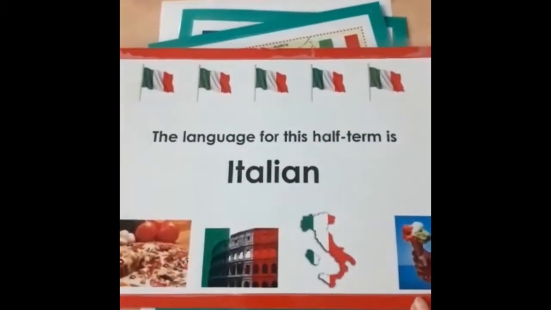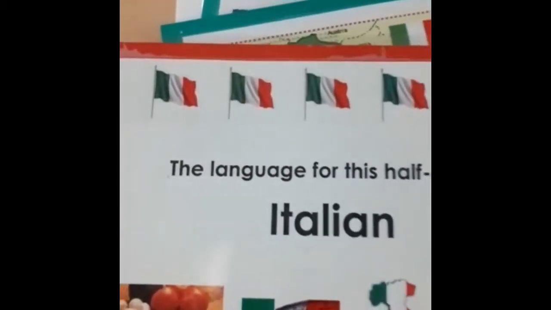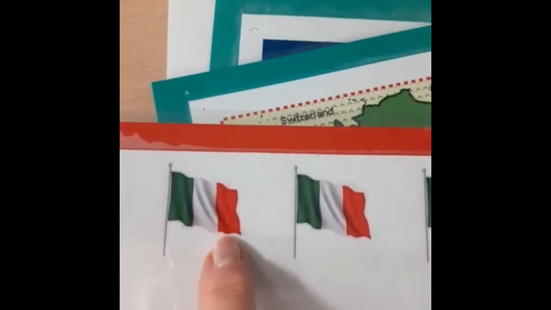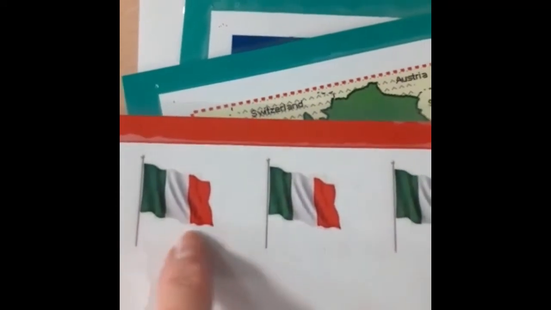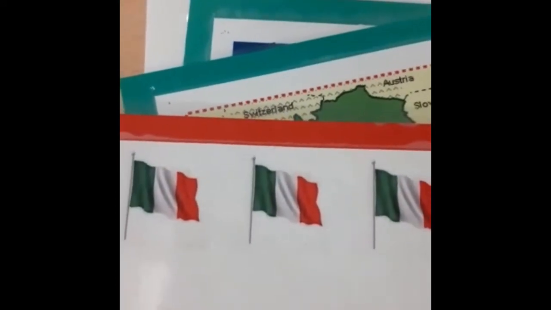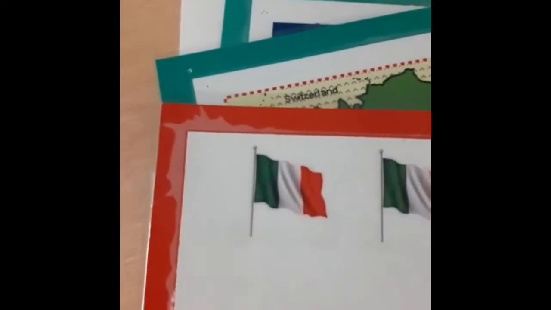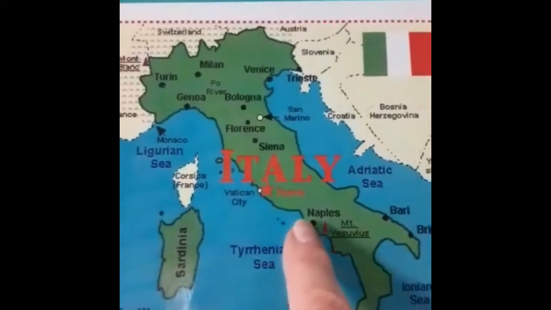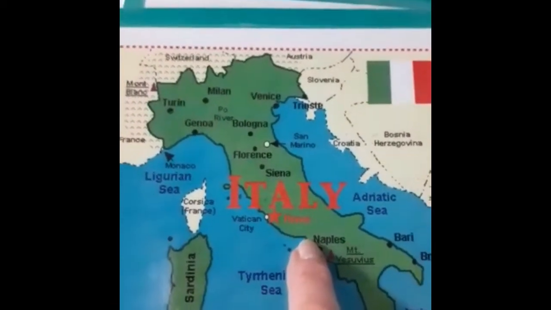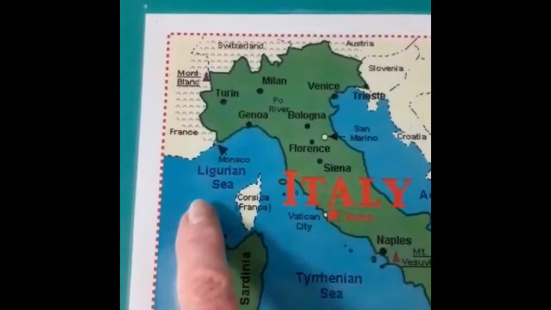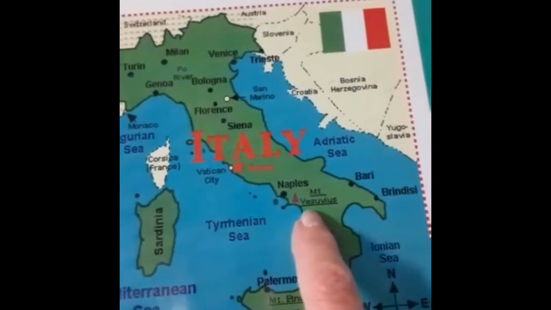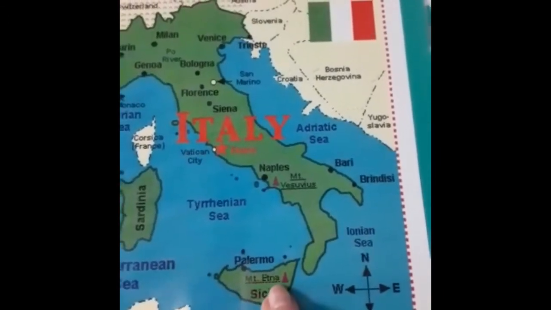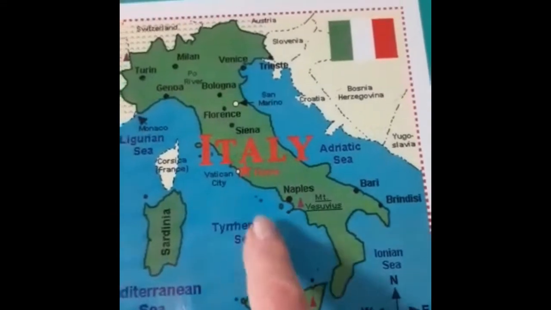Okay, so the language for this half term is Italian, and you can see the Italian flag if I zoom in. So it's green, white and red. So in Italian that would be verde, bianco and rosso. Try and say those colours if you can in Italian. And here's a picture of Italy to show you a map of Italy. So in Italian it's Italia. See if you can say that, Italia. And the shape of Italy looks like a boot, doesn't it, with a heel. And here's the toe. And it's almost like it's kicking an island, which is Sicily. And it's almost like that's the football and this is the boot.